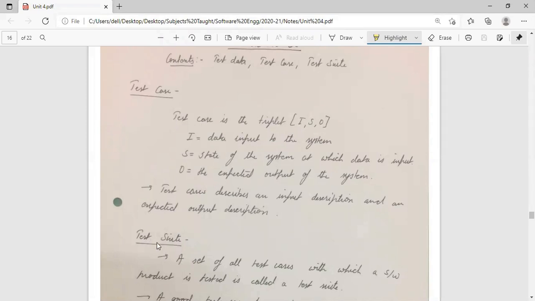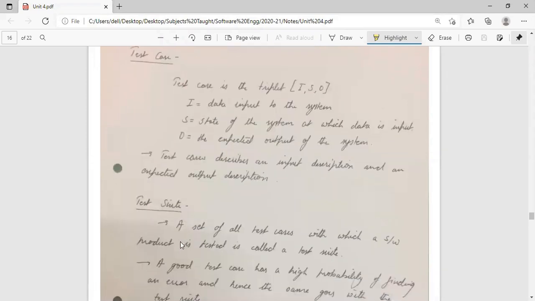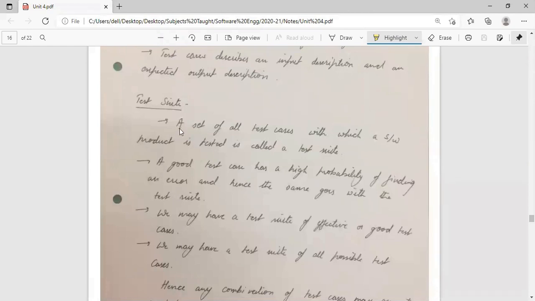Next, after the test case, you have a terminology that is called the test suite. What is this? A set of all test cases with which a software product is tested is called a test suite. That means when we have a normal range of test cases, different types of test cases, that particular set of different test cases is called the test suite, which we are using to test the software product, right? So that is what we have in here.